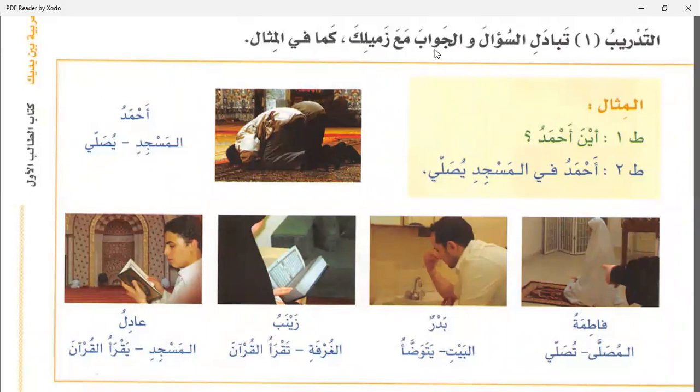Assalamu alaikum. Wa alaikum assalam. Aina Ahmad? Ahmad fil masjid yusalli. Aina Fatima? Fatima fil masjid fil bayti tusalli. Fatima fil musalla tusalli. Fil musalla tusalli.